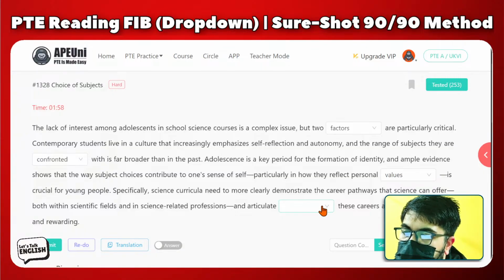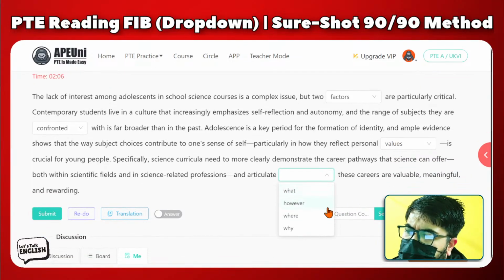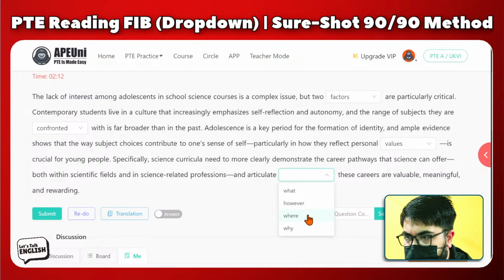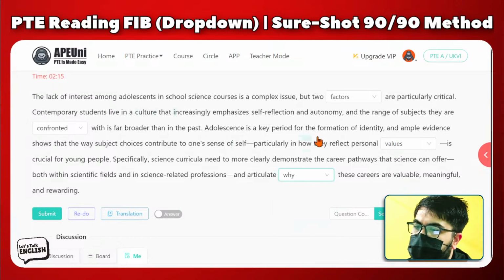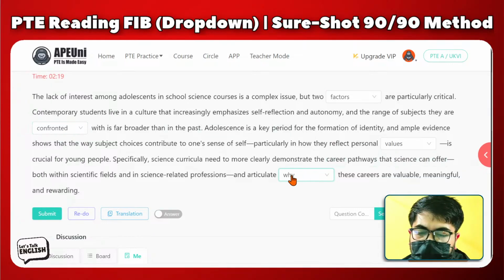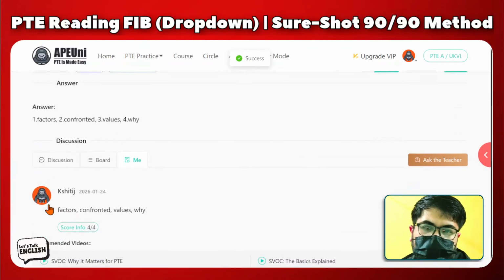Oh, articulate means able to express. What? No, you don't use valuable, meaningful, and rewarding with what. However, is going into the opposite direction, where not contextually right. Why these careers? So my answers are factors, confronted, values, and why. All right, 4 out of 4.